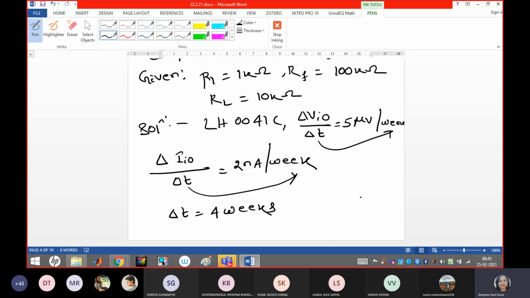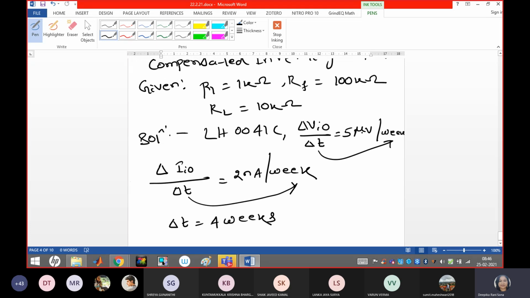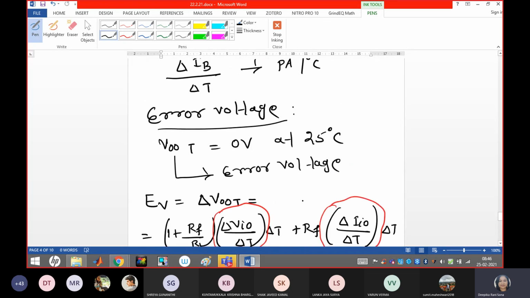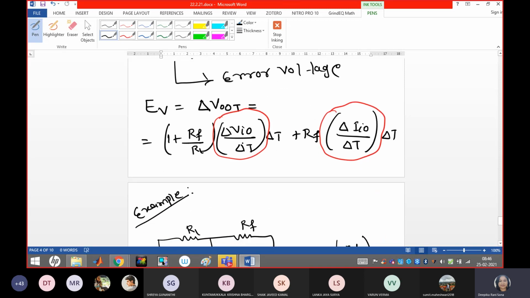Guys, are you solving? Simple formula, no? All the data are provided. Del VIO by del T 5 microvolt per week, and this is 2 nanoamp per week. So here itself I will use this, guys, because my page it got stuck. So now in this formula, if I use this, all the data.